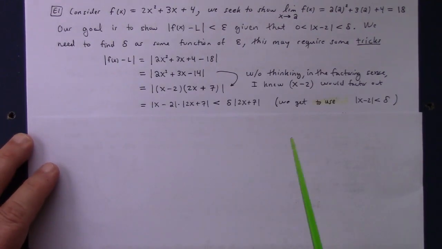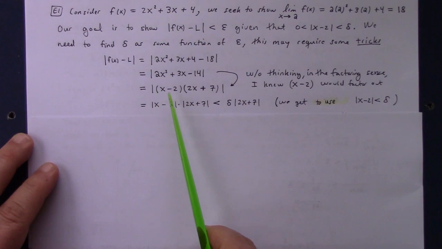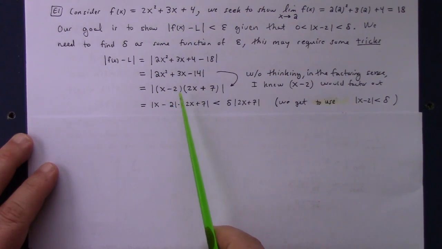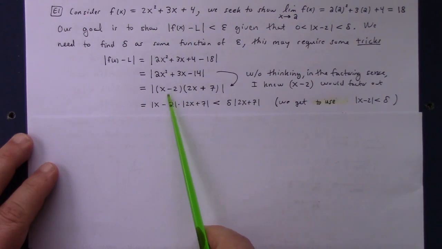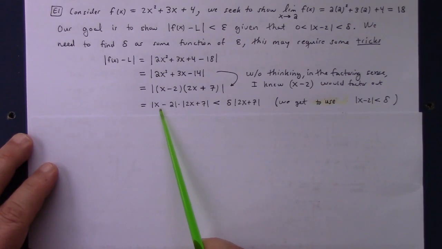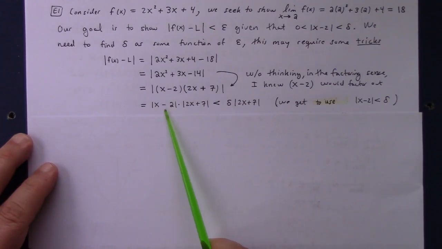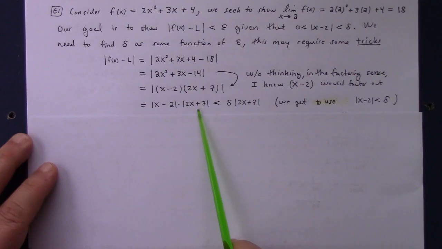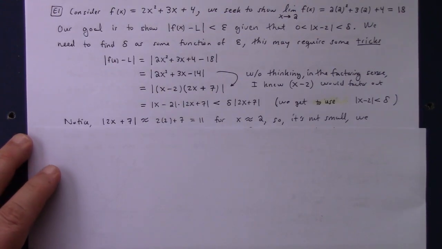the good news is that by properties of absolute value, the absolute value of a product is the product of the absolute values. So we get an absolute value of x minus 2, and an absolute value of 2x plus 7. Now, x minus 2, we have control over that in the structure of the proof. We're assuming that the absolute value of x minus 2 is less than delta, so we can replace that with a delta over here, right? But then we're stuck with this pesky 2x plus 7 absolute value, and that's going to be large, right? So how do we deal with that?